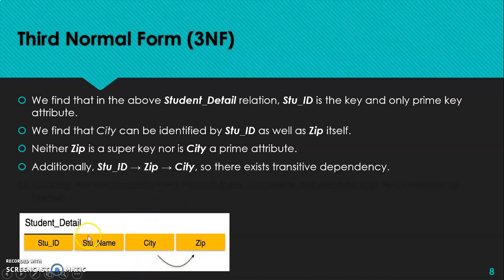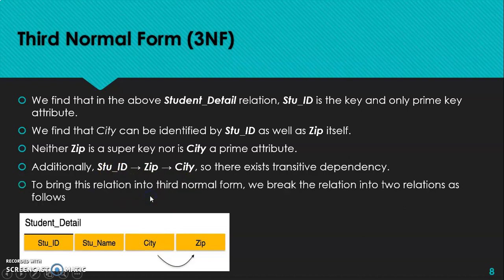So we can say that student ID can identify zip, and in turn zip can identify the city. So there is a transitivity, meaning A to B and B to C, so we can say A to C. That is, city can be identified based on the student ID.